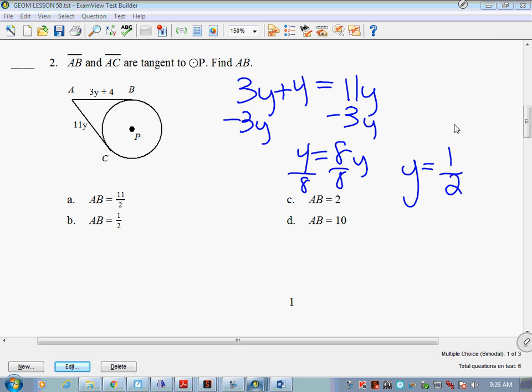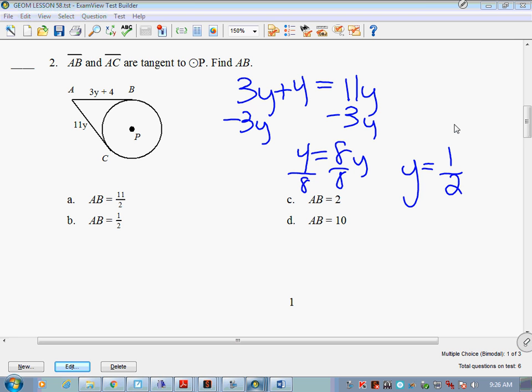I need to plug 1/2 in. Now, it says find AB. Let me ask you real quick. Do I have to plug 1/2 into 3y plus 4? Why not? Because they're congruent. What's going to be a whole lot faster for me to do?